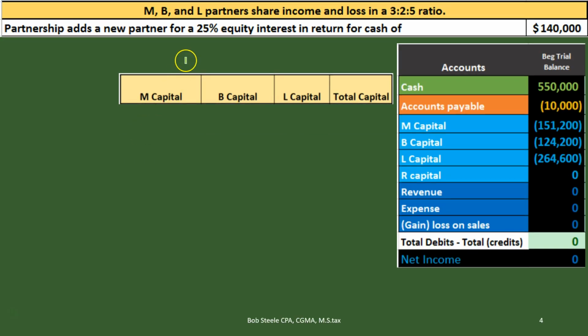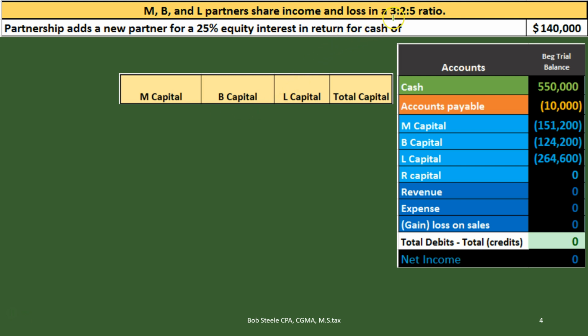So first, let's think about what this means. What does it mean to have a 3-to-2-to-5 ratio? That's the current ratio before the new partner comes in. So before R comes in, we've got our three partners with that ratio on the income and loss split. Now, when we think about splitting income and loss, if there's two partners, obviously the easiest split would be a 50-50 or 60-40 or some kind of flat ratio. It's easier to think about ratios sometimes than percentages, however, because ratios can be more specific in some cases if it's not an even percentage number.